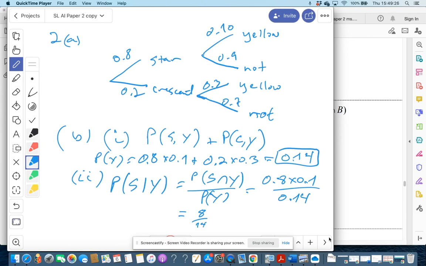It's actually 0.08 divided by 0.14. And if I simplify that fraction, I get 4 over 7. I can also give it as an approximate decimal figure. I get this off of my calculator for 4 over 7. Okay.